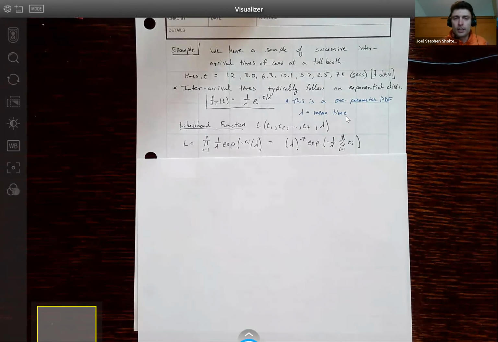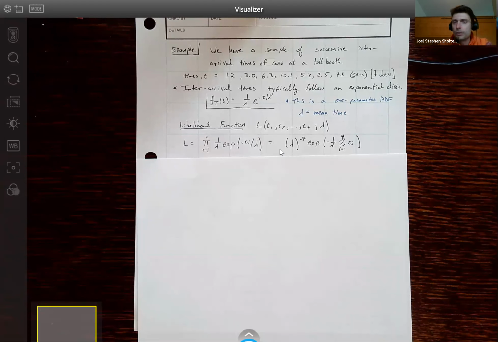So let's look at what our likelihood function is for this particular situation. L of t1, t2, all the way to t7, and then our 1 parameter value is lambda. Because it's a product function, we're going to take the product from 1 to 7. So we'll have this PDF for each value of our observation: 1 over lambda, there's only 1 parameter, exp of negative ti over lambda. This takes on a value for each observation we have. So t1 is 1.2, t2 is 3.0, t3 is 6.3.